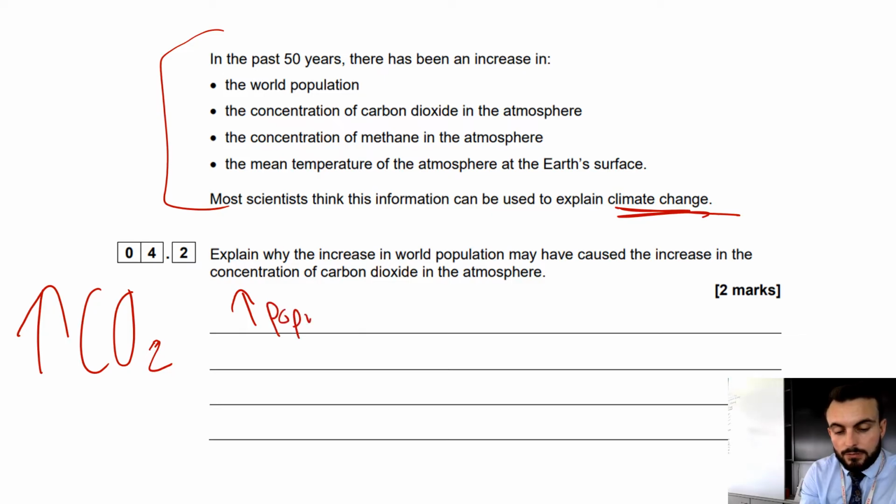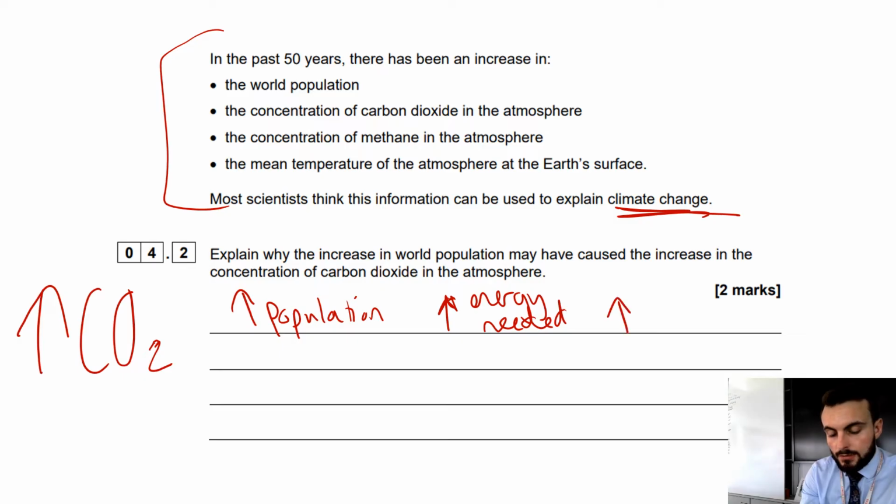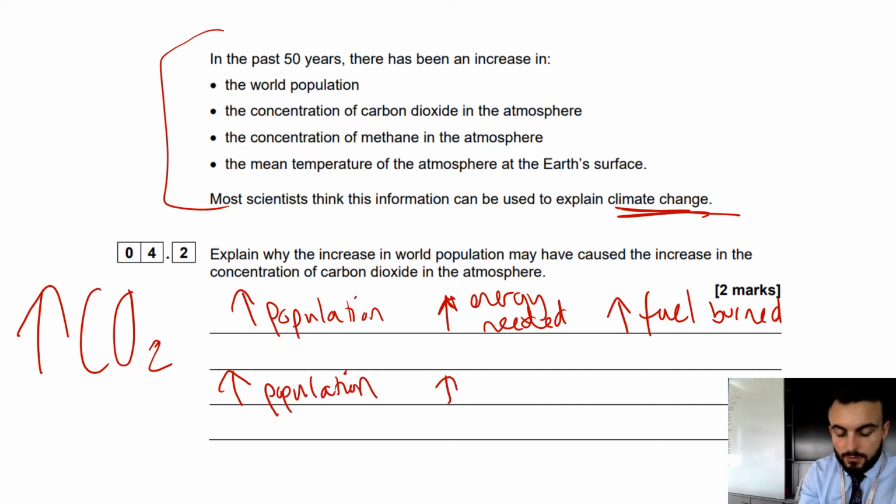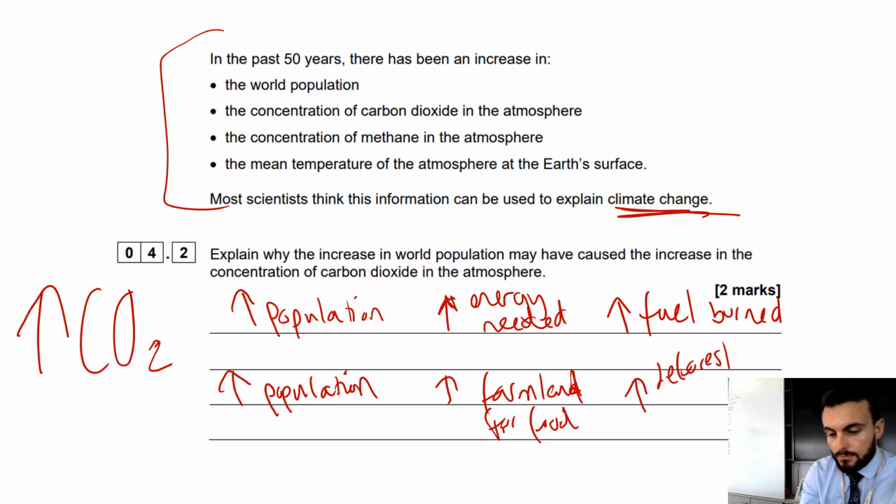If the population increases, therefore the amount of energy that is needed is going to increase. How do we get our energy? It means we're going to have more fuel burned, and combustion produces carbon dioxide into the atmosphere. Another one: as the population increases, we need more farmland for food. So therefore more deforestation. More deforestation means less trees, less photosynthesis, less carbon dioxide being taken in by the trees, and more in the atmosphere.